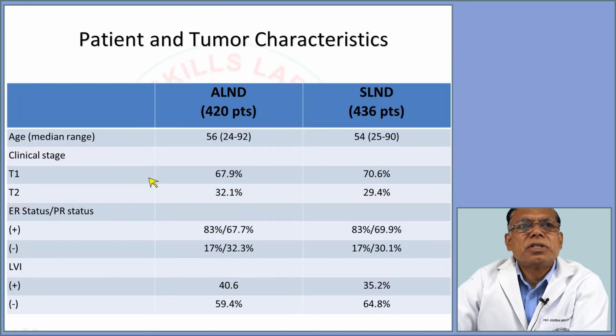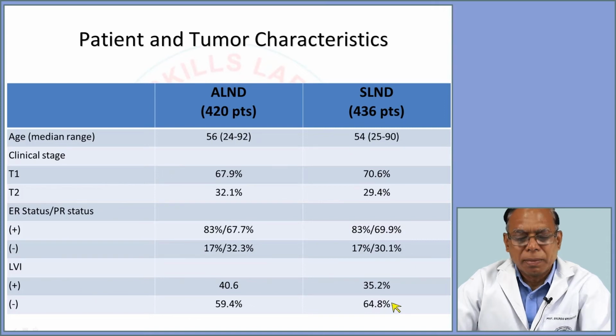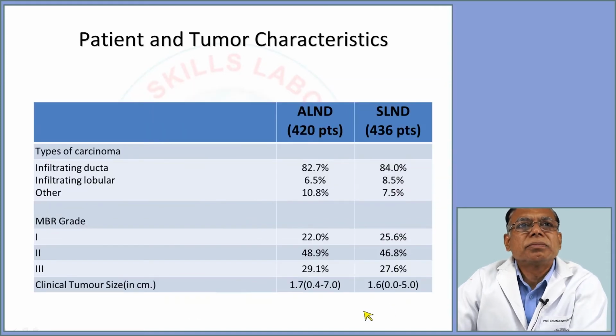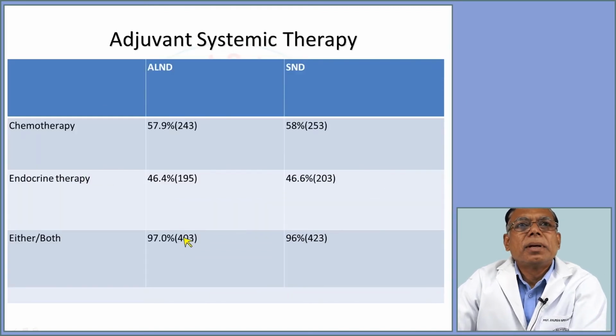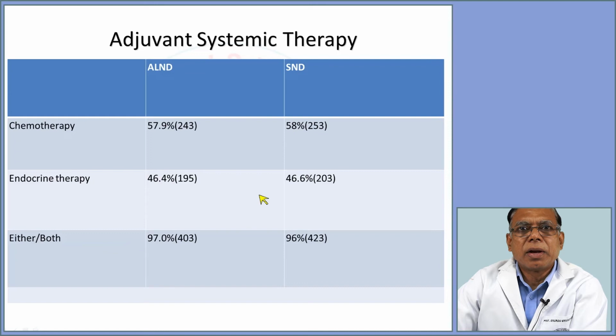So this is the age distribution and clinical parameters. They were all balanced within the two groups. Type of carcinoma, histologically infiltrating duct carcinoma in the majority of women, in both the groups almost similar distribution. Chemotherapy was offered to nearly the same proportion of women, and so is true for patients receiving endocrine therapy.